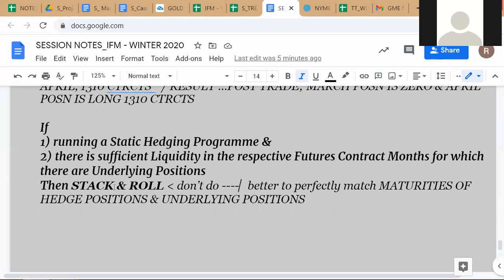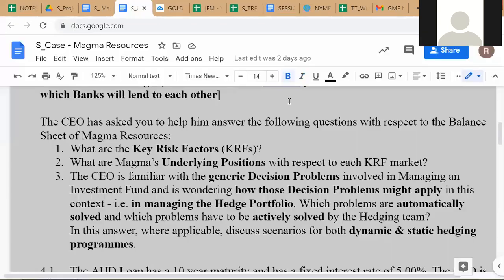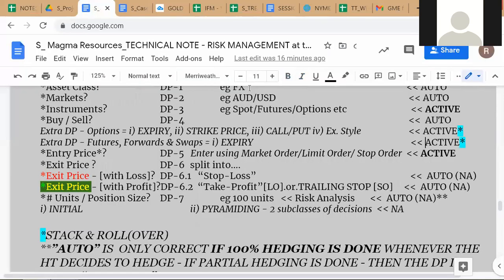For the same underlying position, these two are mutually exclusive decisions at a point of time. So that's why we say there is a decision to be taken. We choose either one alternative or the second alternative, and that's why this is written here as active. This is an active decision. It is not automatically solved. That's why we write that.